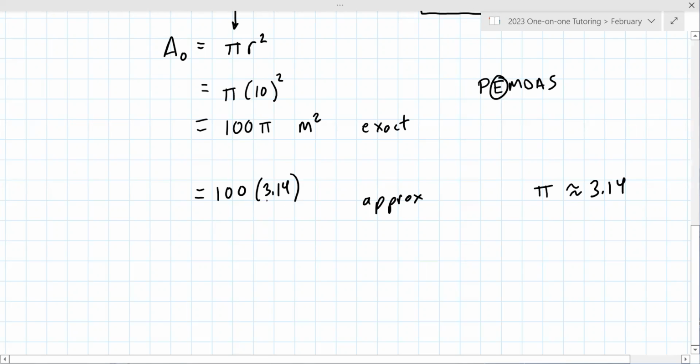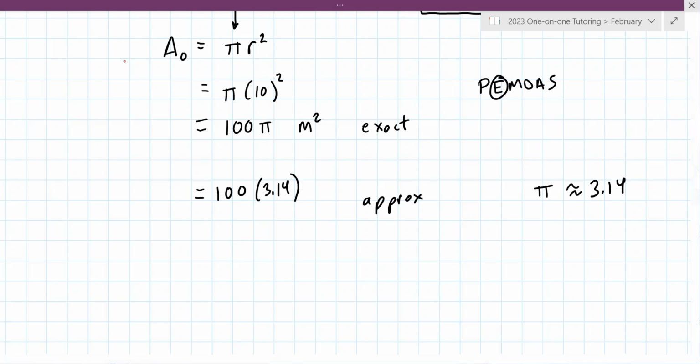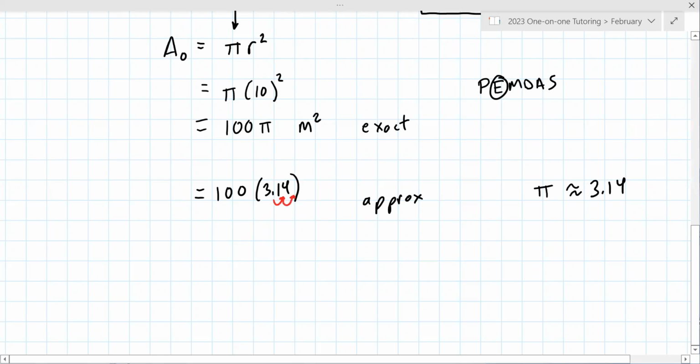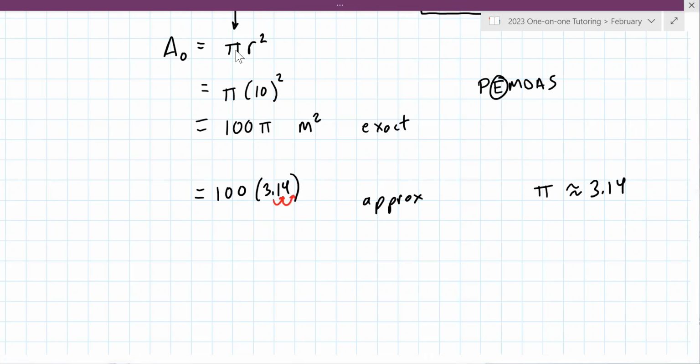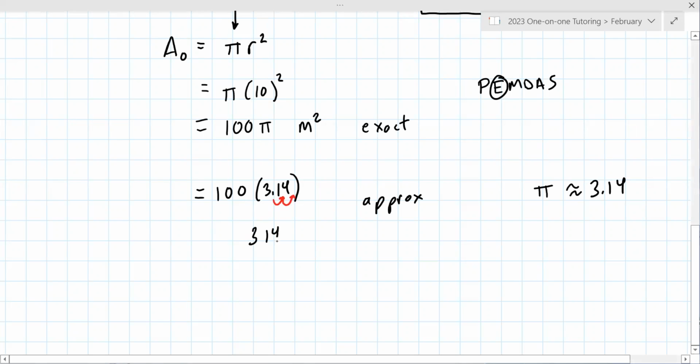That's good to know. So when you multiply by 100, you're going to move this decimal to the right 2 places. Oh, okay. So this ends up being 314. But what are the units? Meters squared. And that's the approximation.